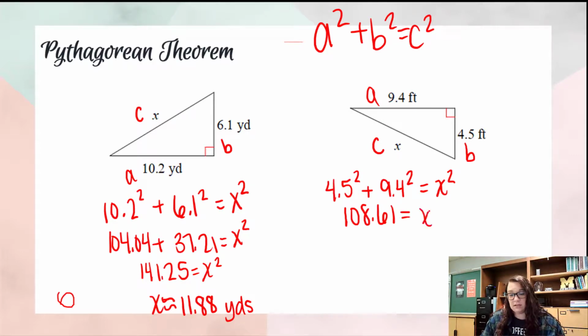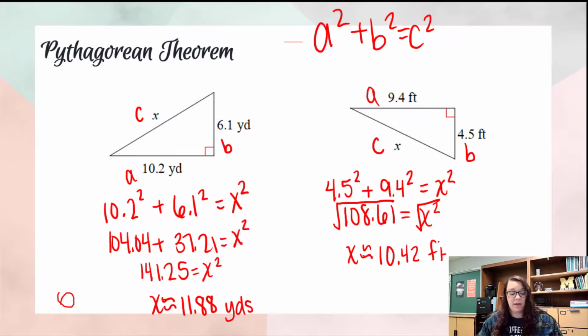So this is equal to x squared. We're going to square root both sides. So I've got the square root of 108.61. And I've got 10.42 approximately, so x is approximately 10.42. And we're talking feet on this one. It'll pretty much always be something you have to round.